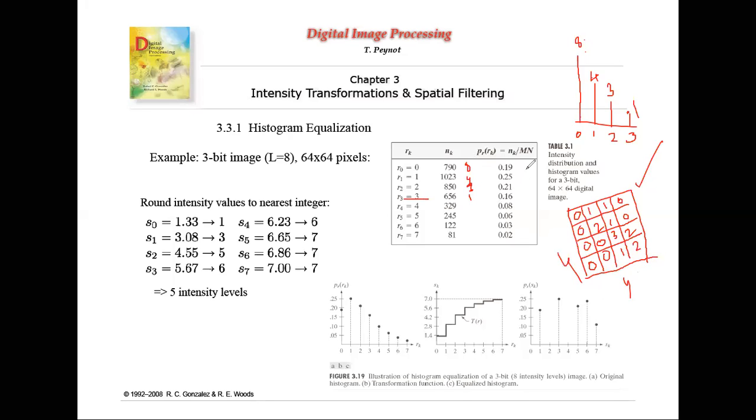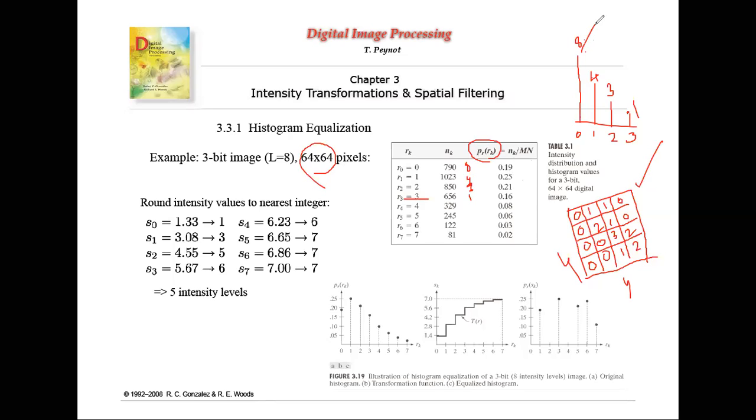Okay, and what will be the probabilities? Now see, how do we get the probability? nk divided by the total number of pixels, which in the lecture's example was 64. That is why 0.19, 0.25, 0.21, 0.16, and so on. Can you tell me in our case what will be the probability? Now are you getting what is the difference between a histogram and a PDF, probability distribution function?